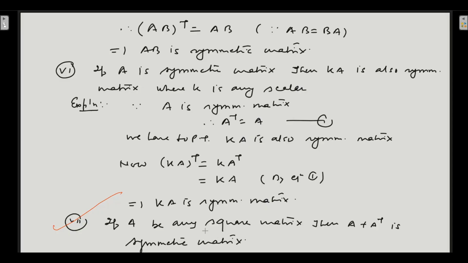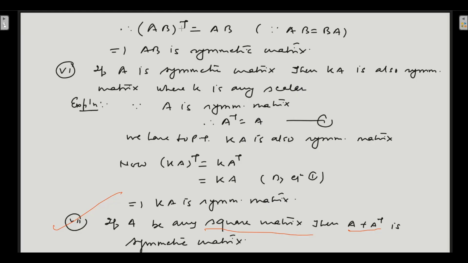Now, why are we taking A to be a square matrix? Because only then can the transpose be added. A plus A transpose will be defined only if A is a square matrix. If A is not a square matrix, then A plus A transpose will not be defined. That's why we are taking A to be a square matrix. So if A is any square matrix, then A plus A transpose is a symmetric matrix.